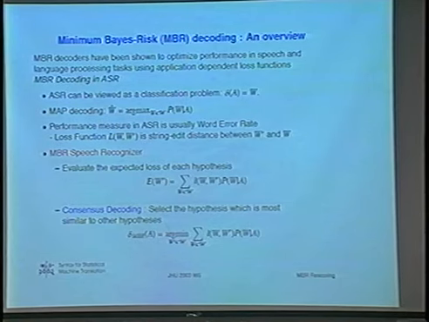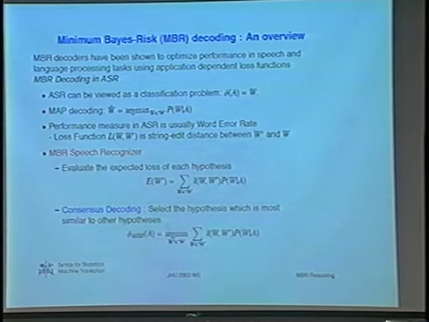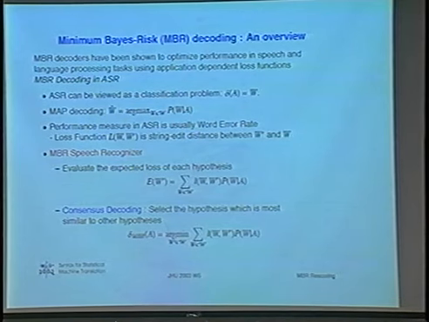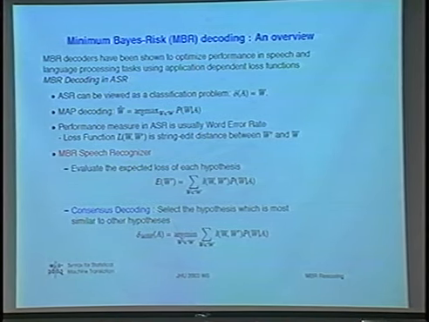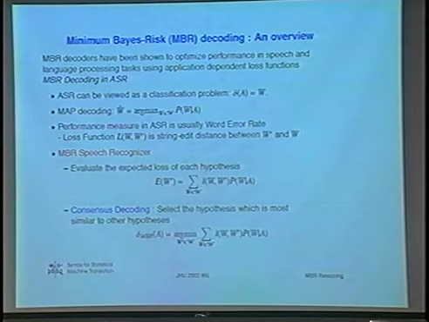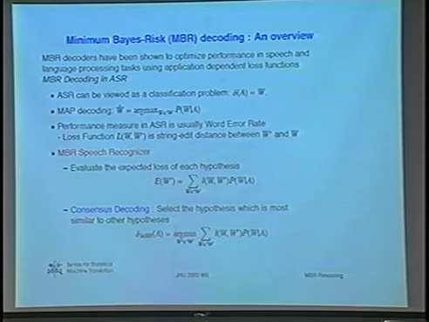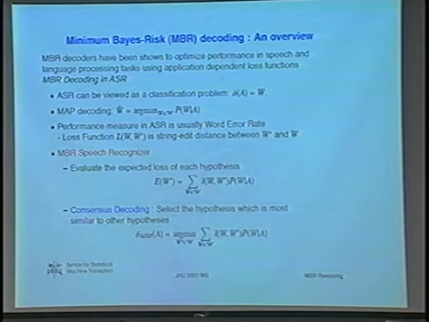The best description of this comes from ASR, but let me give you a quick description. ASR can be viewed as a classification problem where you take acoustics and classify them as a word sequence, a sentence. And the conventional decision rule in ASR is a MAP approach, where you pick the hypothesis with the maximum posterior probability given the acoustics. Now, the performance measured in ASR is, however, not sentence error rate but word error rate, which is measured by the Levenshtein distance between word strings.